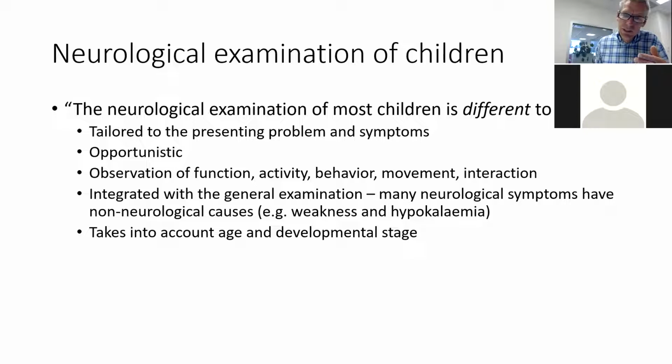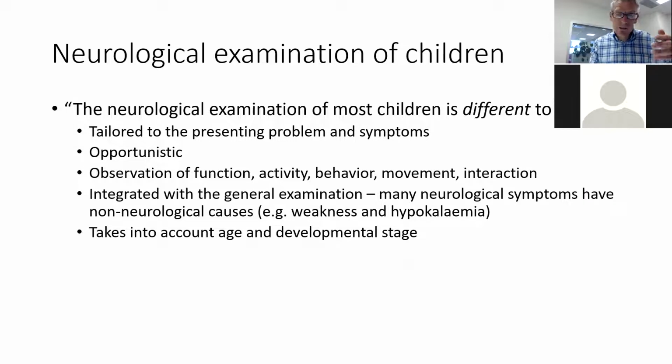And then the neurological examination of many children is integrated with the general examination, because many neurological symptoms have non-neurological causes, such as weakness and hypokalemia, or seizures and meningitis. So there's often a need to do a general examination at the same time as you're making neurological observations. And when you're examining children, you have to take into account the child's age and their developmental stage. And all these things mean that it's a bit different when you're examining a child than when you're examining an adult. On the other hand, you still have to be systematic in your approach.